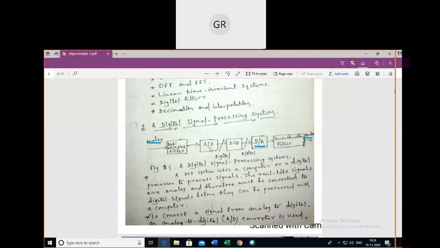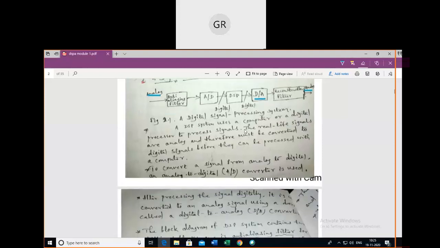Then the input to the analog to digital converter is samples. The output of the analog to digital converter is digital. We can make it quantized, we can do the quantization. Then that digital signal is sent to the digital signal processor. After processing, the output of the DSP is a digital signal. Then that digital signal is converted to analog.